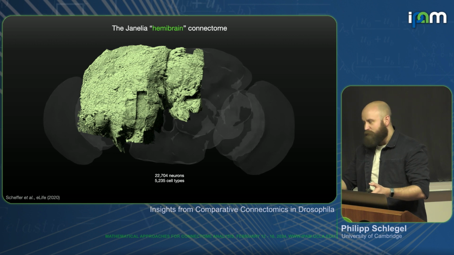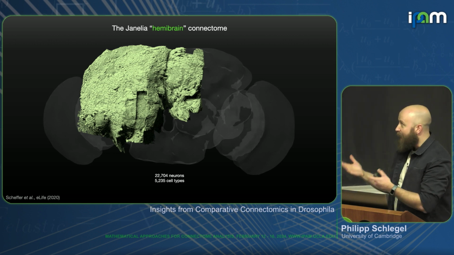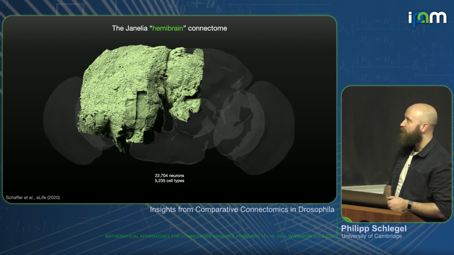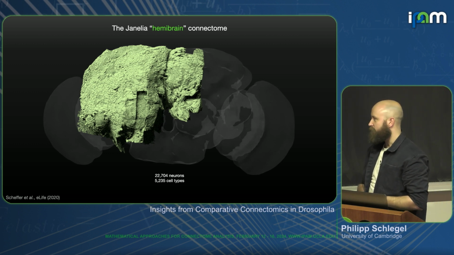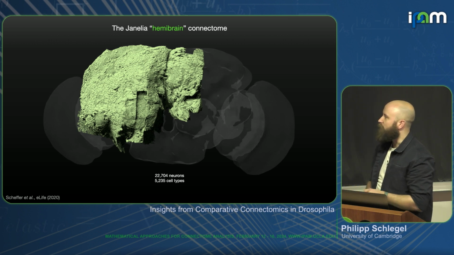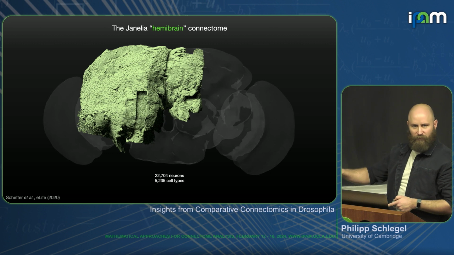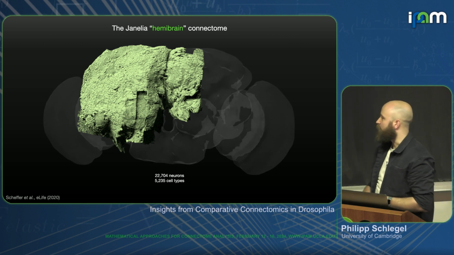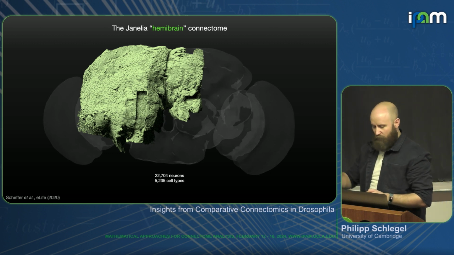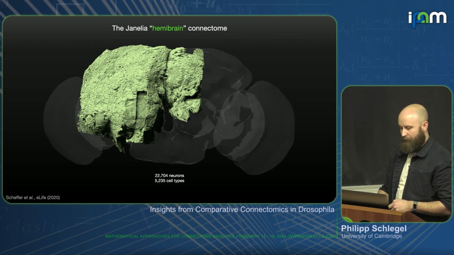Okay, we already had a connectome, or we already have a connectome from around 2020, the Janelia hemibrain connectome. So you can see it covers about half a brain, the bottom part, and most of the optic lobe is cut off. But we already had half a brain, give or take. 22,000 neurons, about 5,000 cell types.